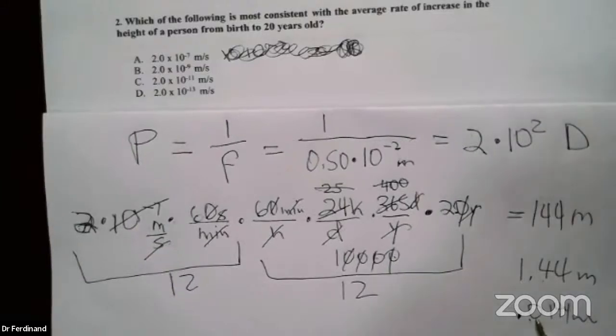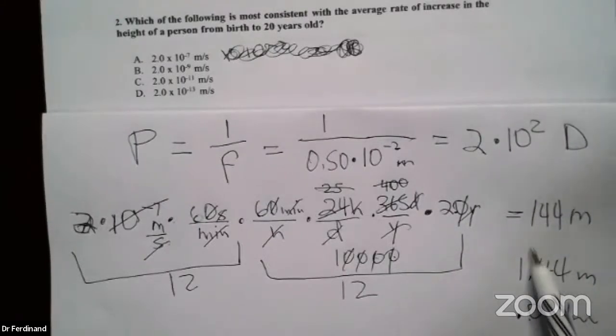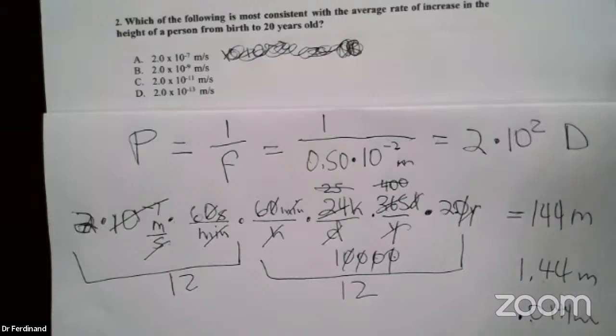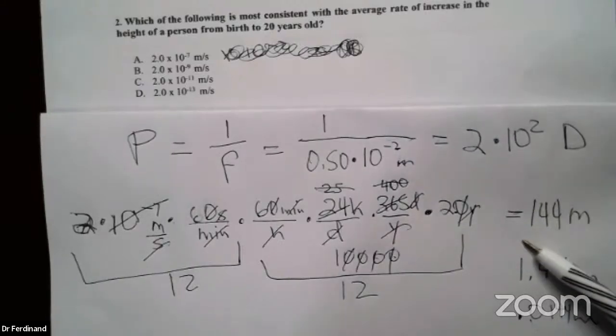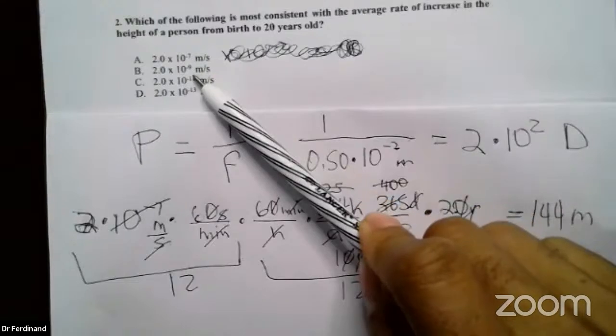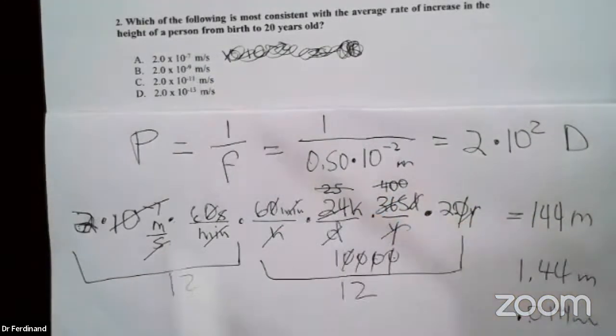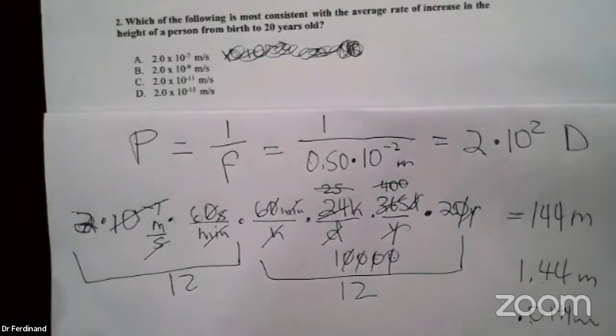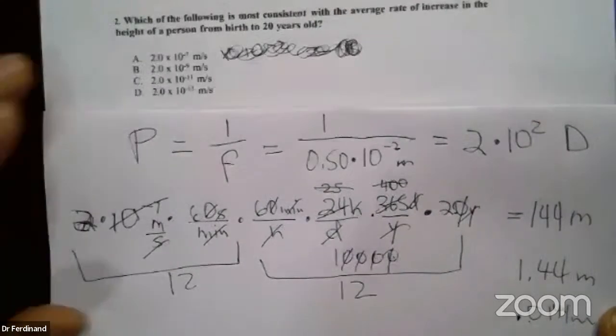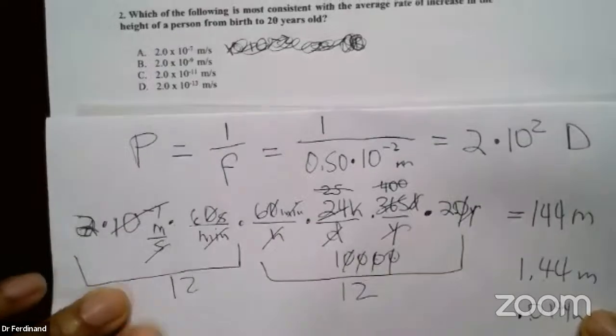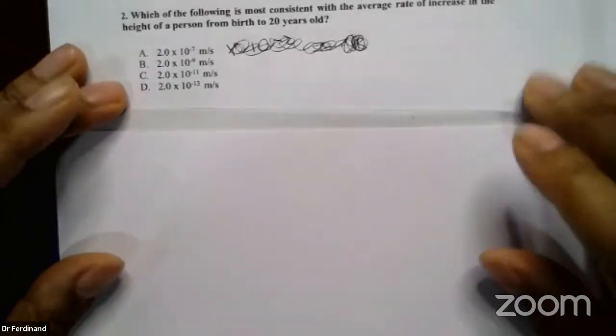How much did you grow? Did you grow 1 centimeter from birth to 20 years old? Or did you grow 1.44 meters? Or did you grow 144 meters? So you don't have to know the precise amount, but you can see there is only one best answer. It has to be 1/100th of answer choice A, and 1/100th of answer choice A is answer choice B. So indeed, the answer to question 2 is B. Any questions about that? The mathematics or the dimensional analysis? Okay. So let's move on to question 3.